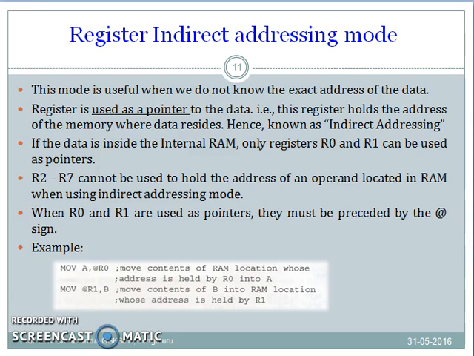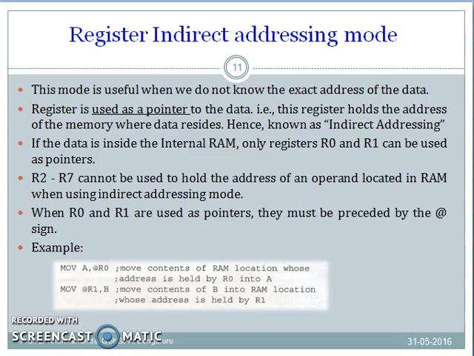Now coming to the register indirect addressing mode, this mode is useful when we do not know the exact address of the data. That means here we use the concept of pointers. A register will hold the address of the memory where the data resides. This is known as indirect addressing. The pointers can be only registers R0 and R1. R2 to R7 cannot be used as pointers in this case.